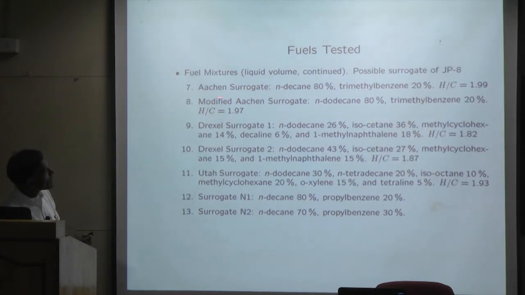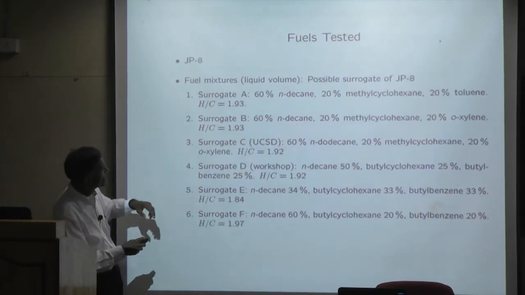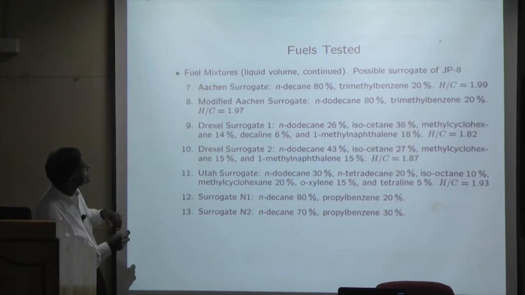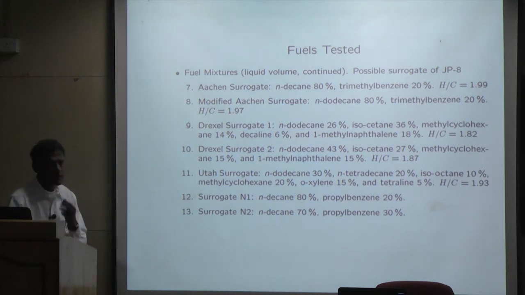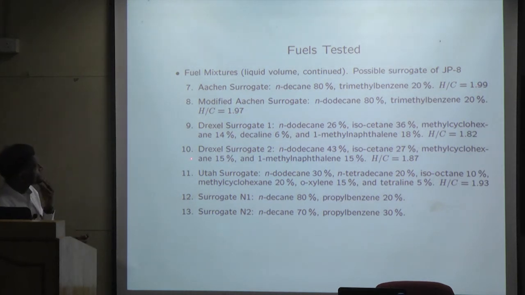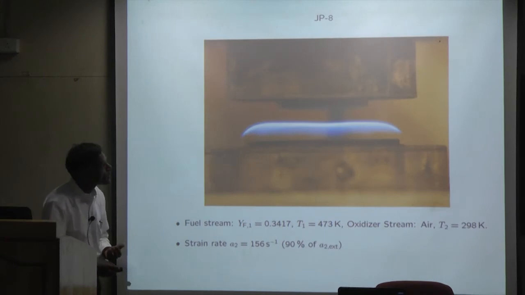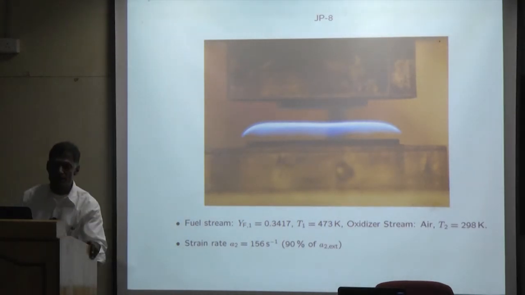We also had the Aachen surrogate. It turns out that the two main winners are surrogate C and the Aachen surrogate, which is 80% decane, 20% trimethyl benzene. The only problem with that, which is not a serious problem, is that the H/C ratio is not that of JP8. There was a Drexel surrogate recommended by Drexel, and there's a Utah surrogate. Surrogates N1 and N2 came from Imperial College in London. So all the surrogates were tested.